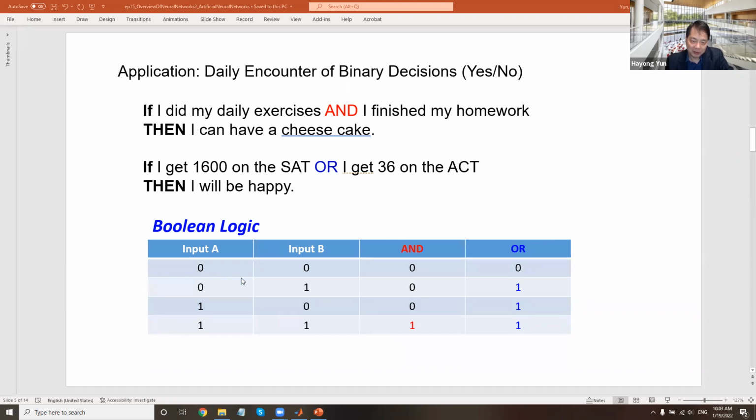So the Boolean logic here is that there are 2 inputs, where nothing, or only B, or only A, or both A and B comes in. The AND logic will give a positive signal only if both are yes, and the OR logic will give a positive signal if any of them is positive.